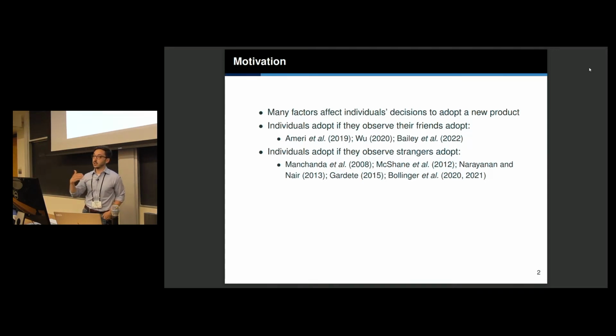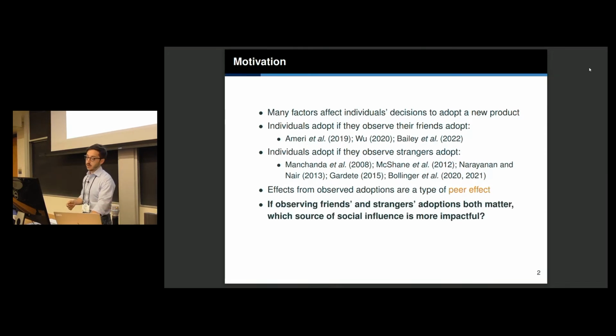So a stranger here is someone that you don't have an explicit social connection with, but you're still proximate to them. You can observe their adoption, and this adoption certainly affects your own propensity to adopt. So effects from these kinds of observed adoptions are a type of peer effect. They're not the only kind of peer effect, but they're the one that I'm going to talk about today. And we have two questions in this project. One is to synthesize these two friends and strangers literatures.